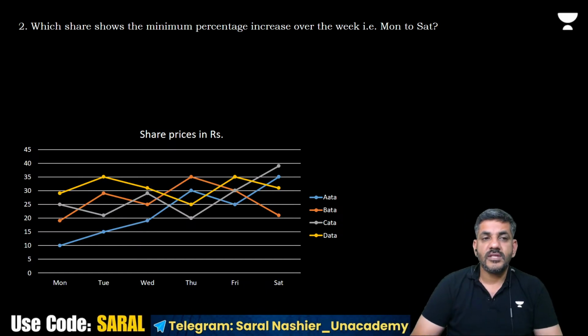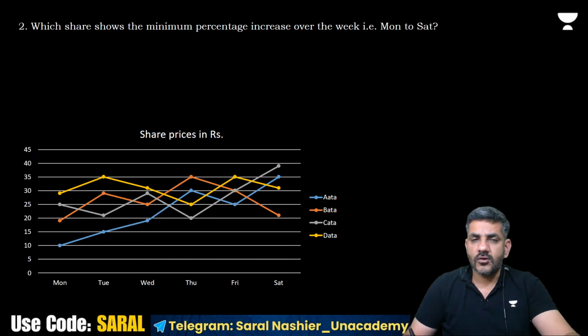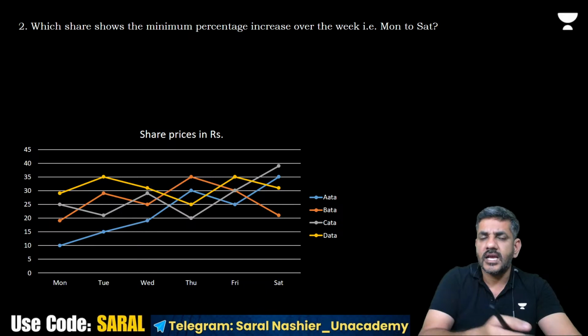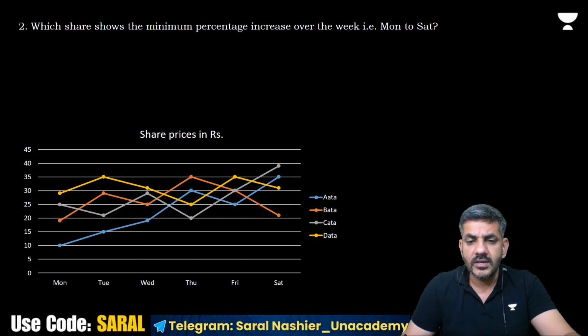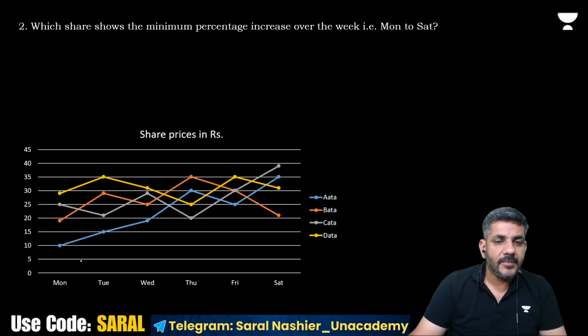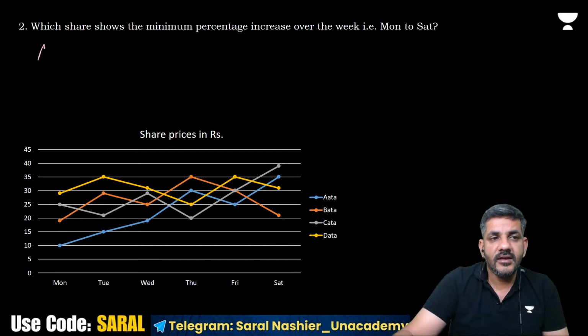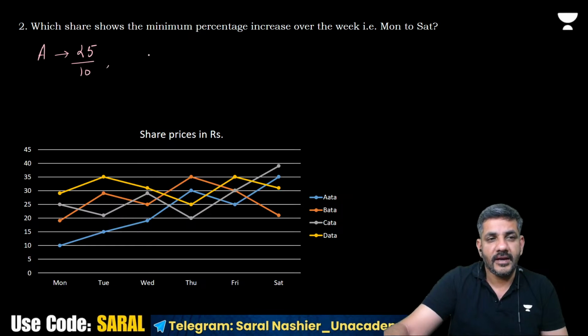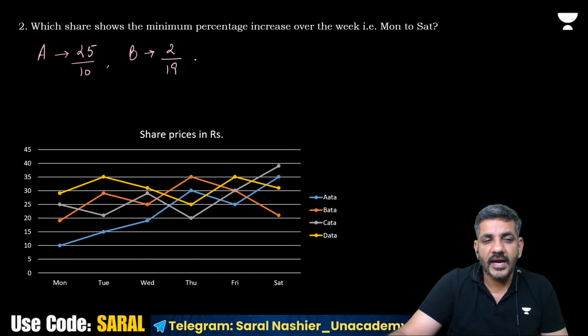So which share shows the minimum percentage increase? We just calculated all the percentage increases on the previous page as well, right? So I'll use the data on the previous page only. Okay, when I talk about A, it went from 10 to 35. A had an increase of 25 on a base of 10. When I talk about B, it went from 19 to 21. It has an increase of 2 on a base of 19.